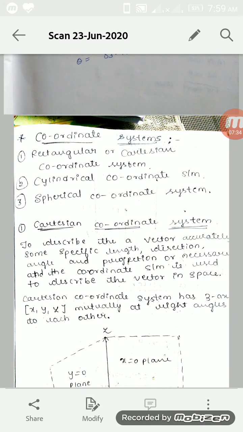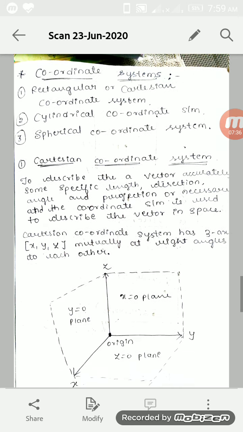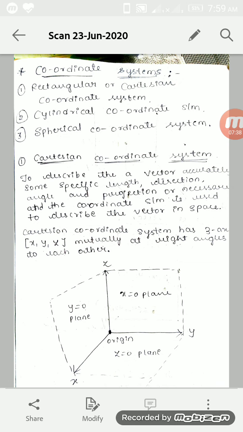Next, as I have told, there are three coordinate systems. The first one is the Cartesian coordinate system. We can take the example of the walls, as I have told, where there are three walls. One wall represents one plane. So if it is an xy plane, z will be 0. If it is a zy plane, x will be 0. And if it is a zx plane, then y will be 0. That is the three-dimensional representation of the Cartesian coordinate system.